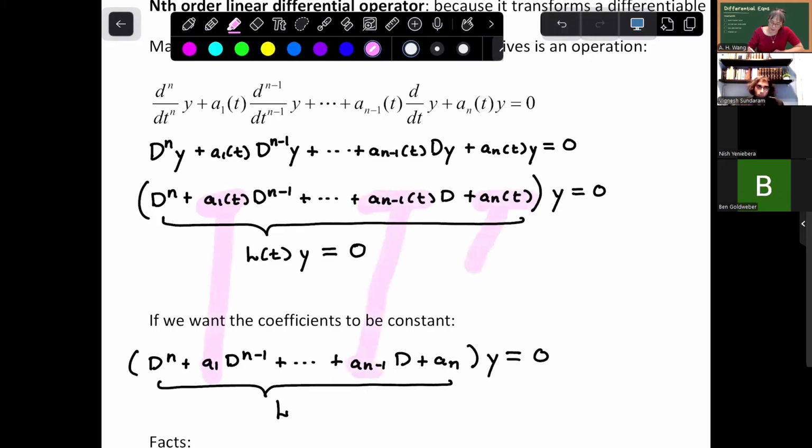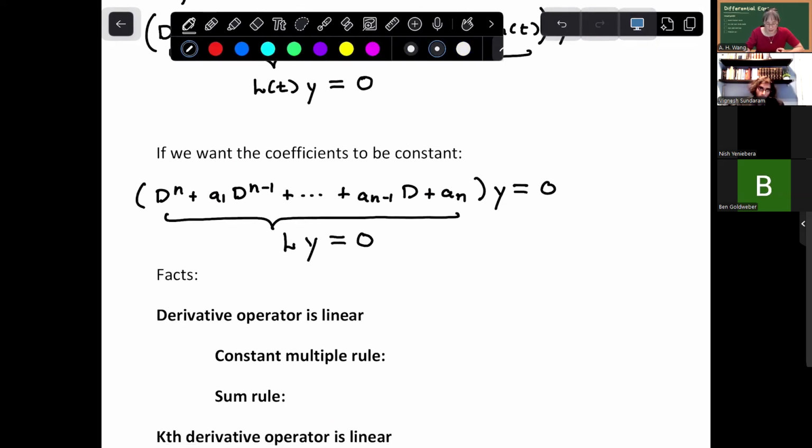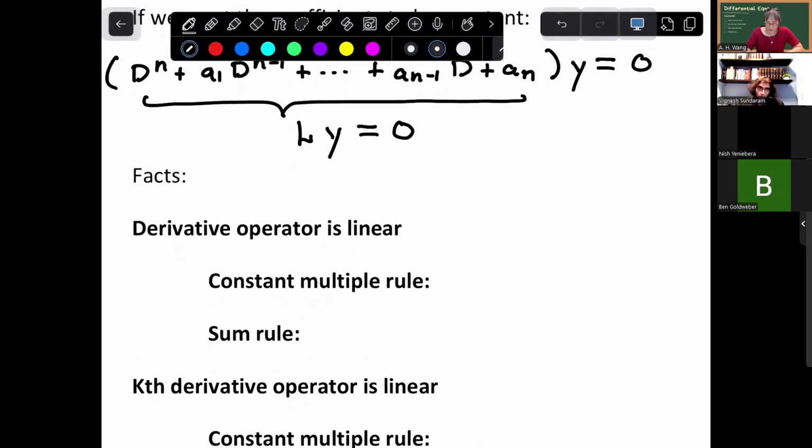Well, you can think of it as a constant function, but they're going to be constants, okay? So that is going to operate on the y and transform it to the 0 function. So now let's look at some facts. The derivative operator is linear.